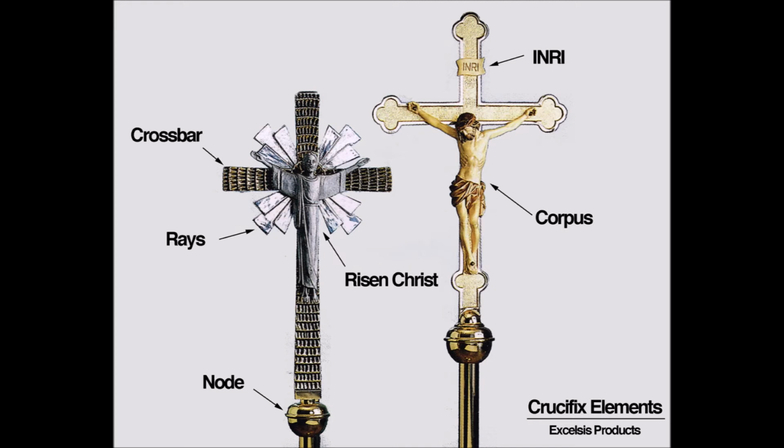INRI, an inscription meaning Jesus the Nazarene, King of the Jews. The crossbar, which is the horizontal part of the cross. The node, a transitional piece between the cross itself and the base or staff. And the rays, which are used as decorative pieces depicting the light of God emanating from the joint of the crossbar.